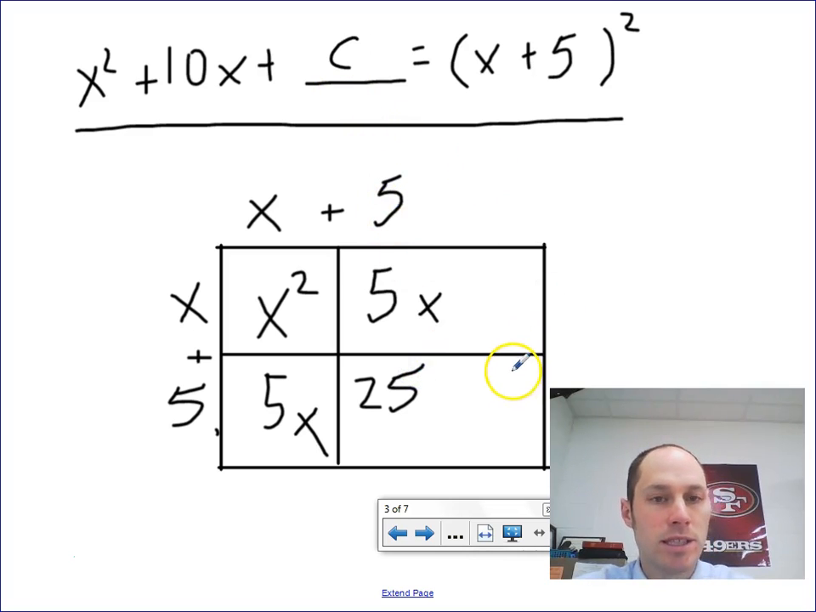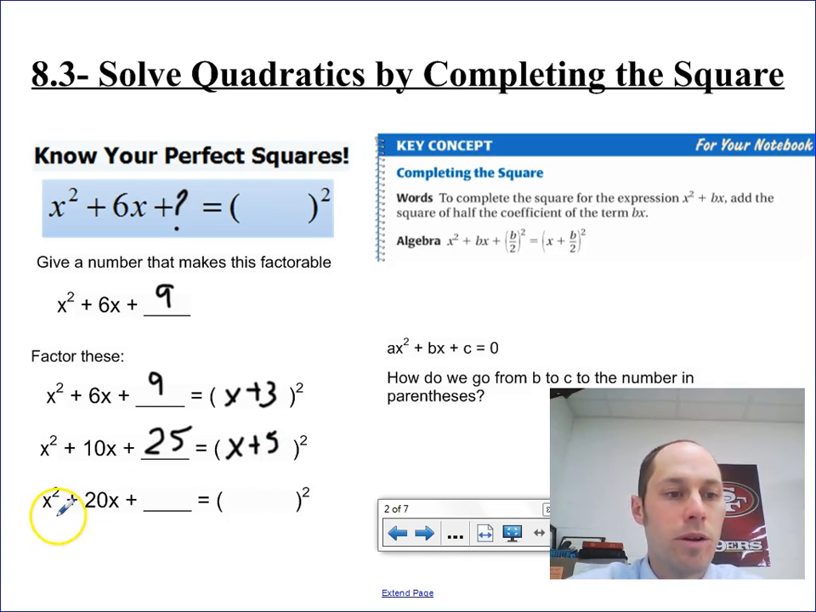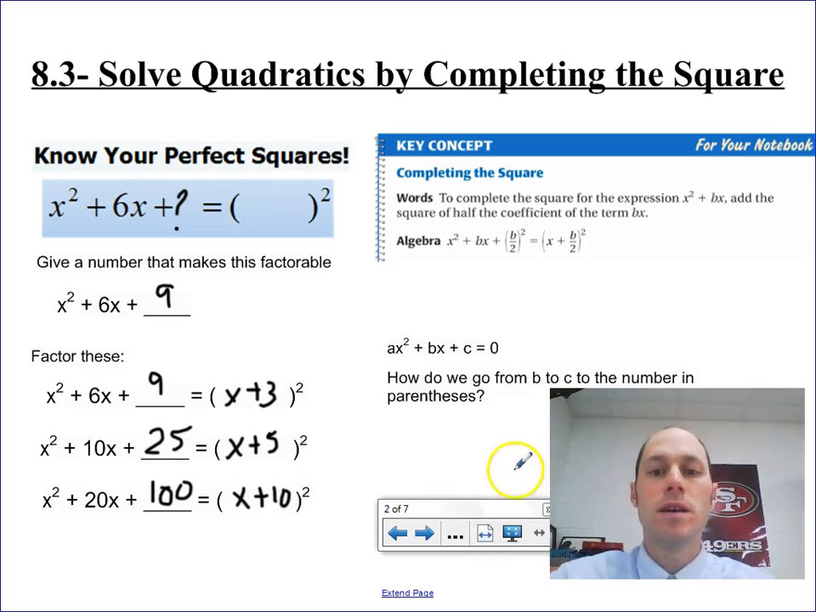So in this case, my c value would be 25. So if c is 25, that could be x plus 5 squared. And what would it be if I had x squared plus 20x plus what value? Well, that value would have to be, maybe you can guess it, 100. It would be x plus 10 squared. So maybe you're seeing the connection.